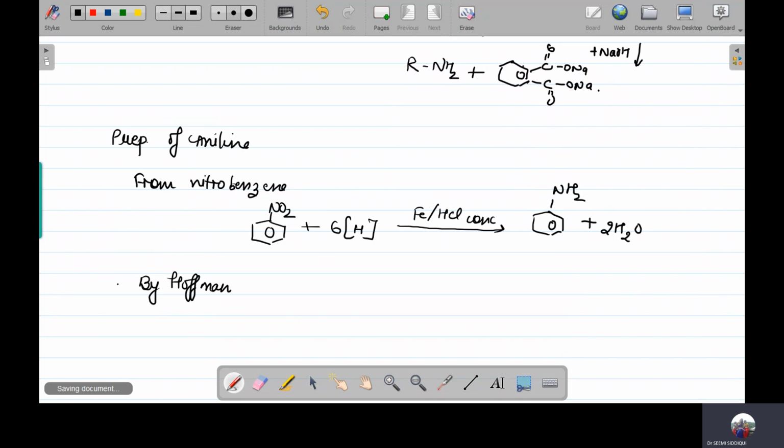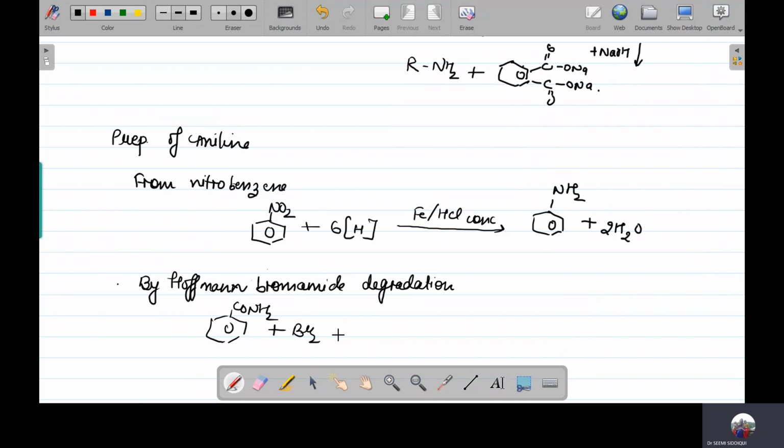The second method is by Hoffmann bromamide degradation reaction. In this method, we take benzamide, Br2, KOH, and we get aniline. Besides this, as byproducts, we get K2CO3, KBr, and a water molecule is liberated.